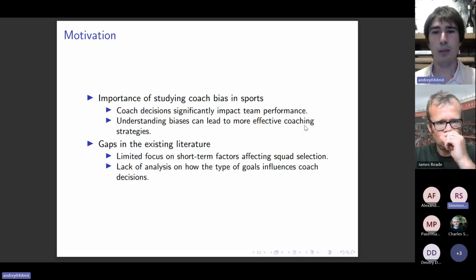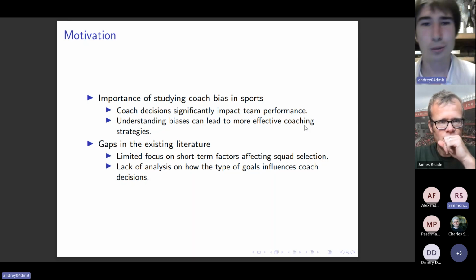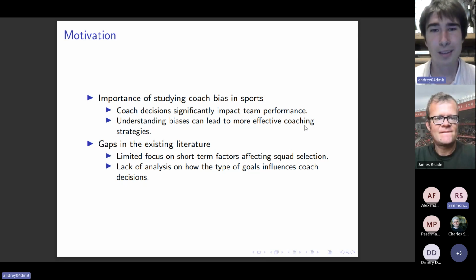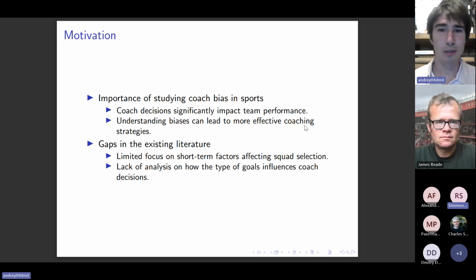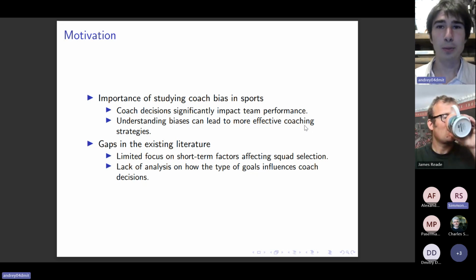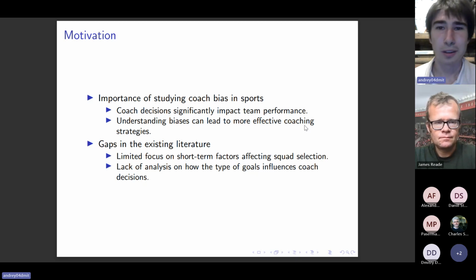Motivation, importance of studying. We want to highlight the importance of studying coach bias in sports, basically for two reasons. First, it's obvious that coach decisions significantly impact team performance. And understanding biases can lead to more effective coaching strategies. This subfield of sports economics seems very useful in terms of applications in various sports. So it's very interesting to study this topic.